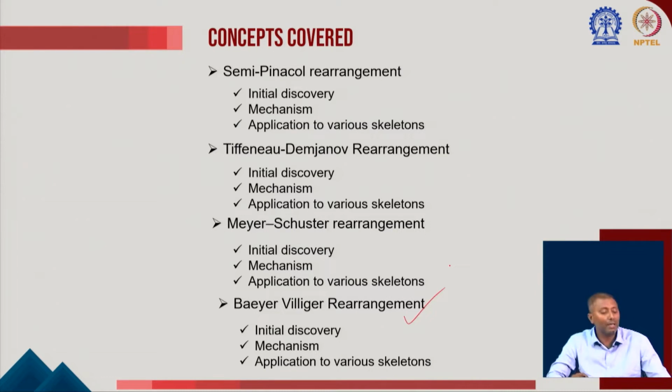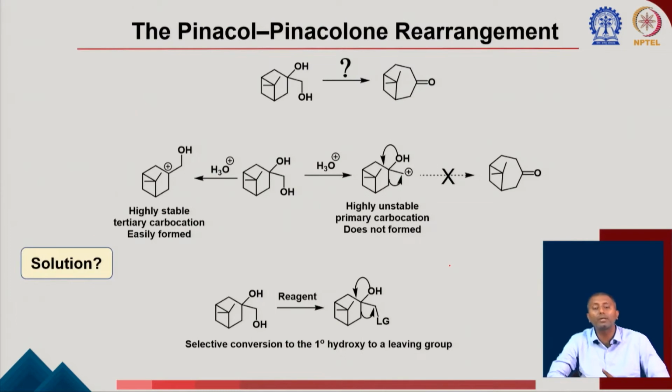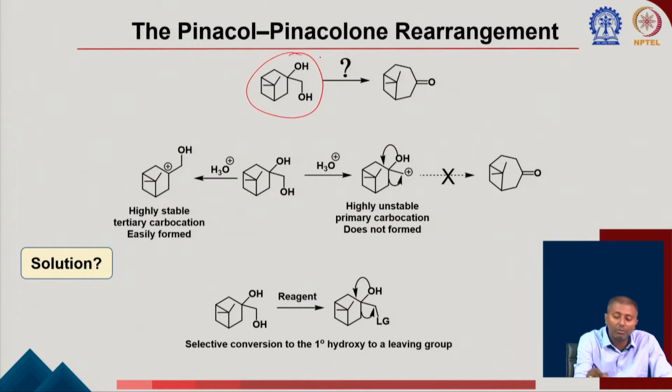So in the last class, if you remember, I was talking about the pinacol rearrangement, and I always try to tell you that the carbocation going to form there will be the more stable one. That means if you have two different places with alcohols, then the water elimination happens where the more stable carbocation is generated. But now suppose from this particular compound, I want to get to this particular compound.